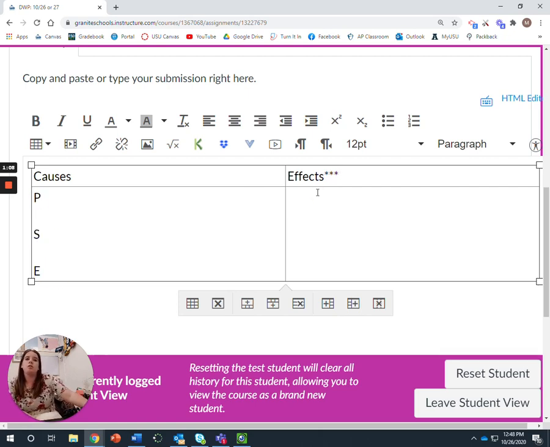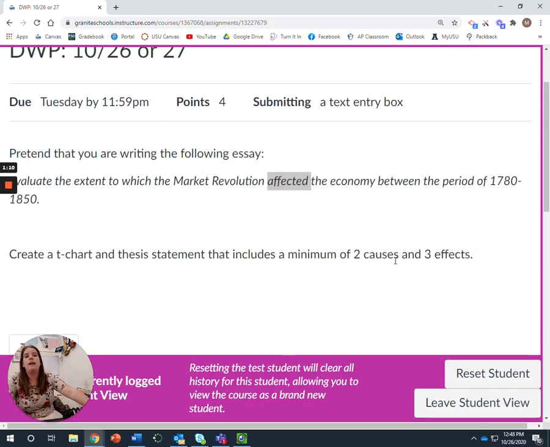Now what I want you to do is go ahead and brainstorm the answers to this question. Now remember, the question is how the market revolution affected the economy. So how did the market revolution impact the economy of the United States? How did it affect it? Now there's lots of different things that you could do. Remember, PSE is only a brainstorming. You could have all of them in the E, you can have all of them in the P. It's kind of up to you what you want to do as you do your T-chart.